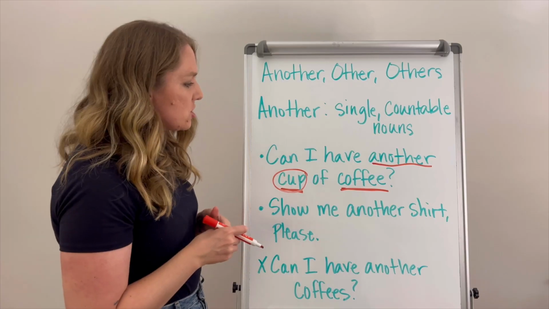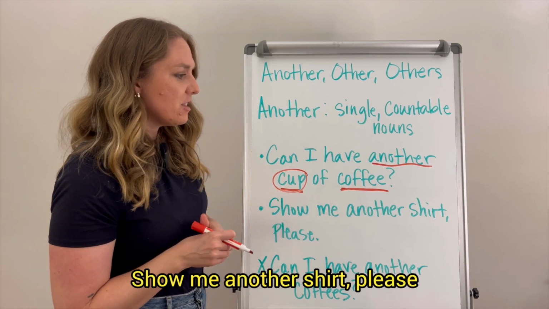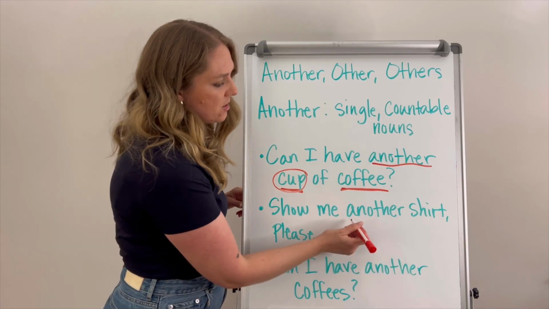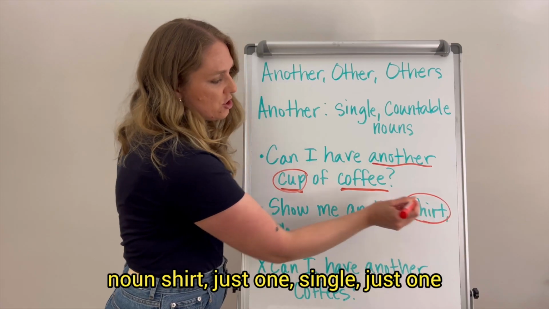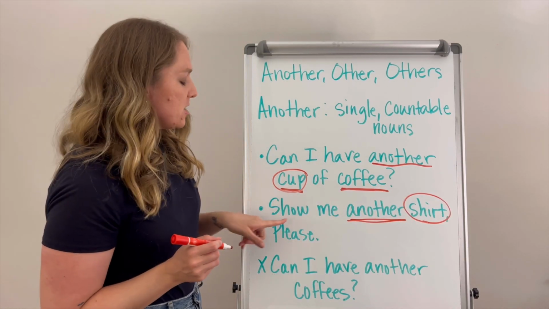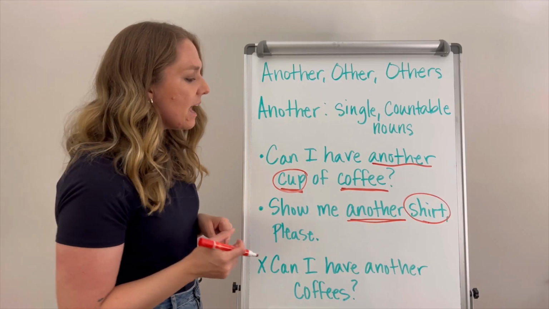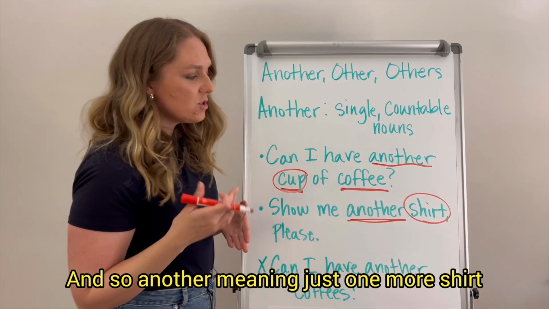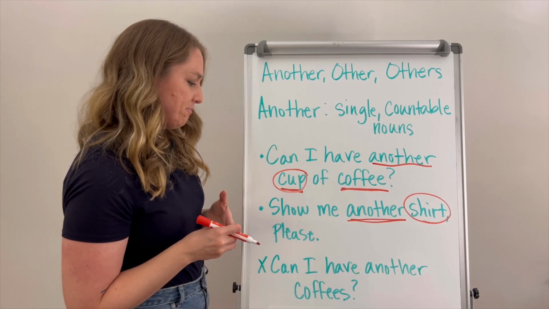The second one, show me another shirt, please. So we see another here used with the countable noun shirt, just one, single, just one. Show me another shirt, please. And so another meaning just one more shirt, just one more shirt.